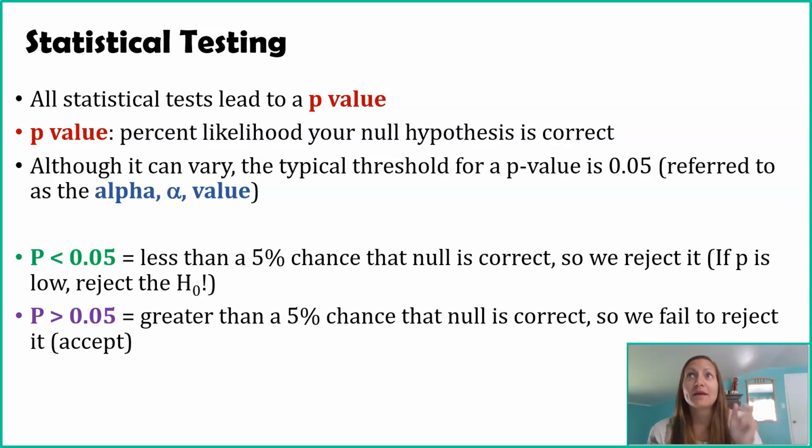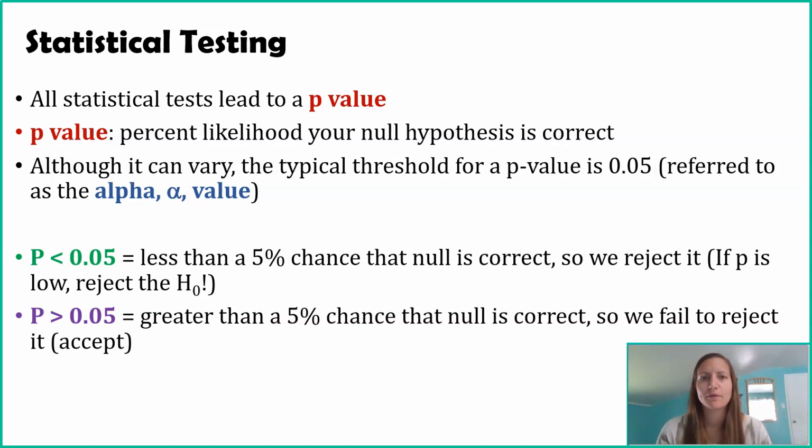Now, there are a lot of numbers, and it's hard to remember which is bigger or less than. This is something I learned when I was a student. My professor taught us a little trick for remembering which way things are, and that's what I have written here. If p is low, reject the H-naught. And when I say H-naught, I mean H sub 0. So if p is low, lower than that alpha, reject the H-naught.